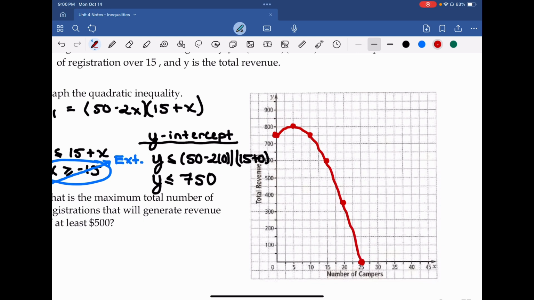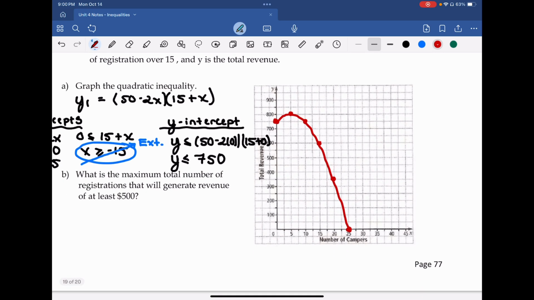Now, you could be thinking, do we need to include arrows on the end left and right? No, because the campers are going to be limited to from 0 to 25, and the revenue isn't going to go into the negatives unless they potentially put in some money and then lost that money. But for this situation, we want to consider it as positive revenue for a positive amount of campers that go. Okay, here's our overall graph.